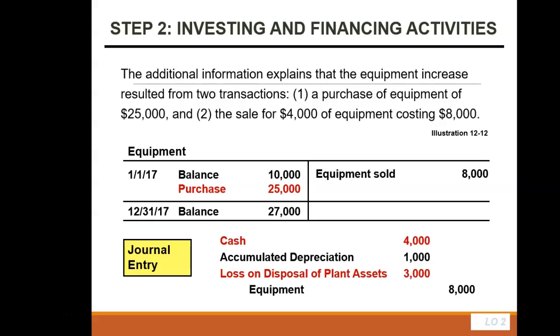So again, we're going to have two separate transactions. We'll show the equipment purchase for $25,000 as a cash outflow under investing. We'll show the equipment that we sold for $4,000 as a cash inflow under our investing activities.